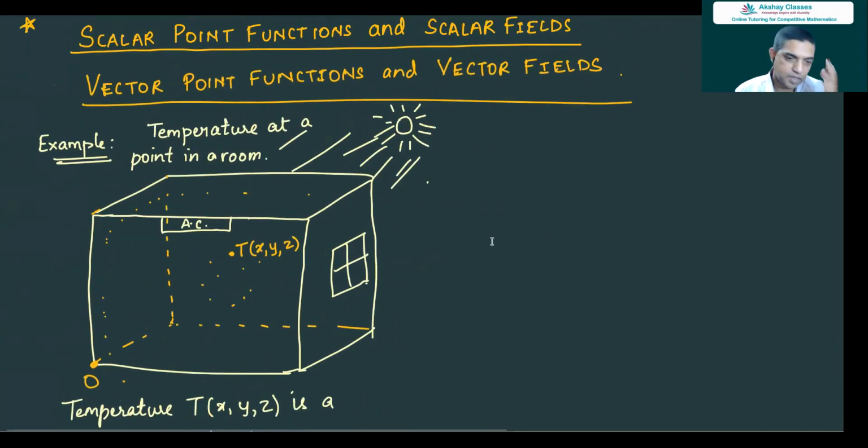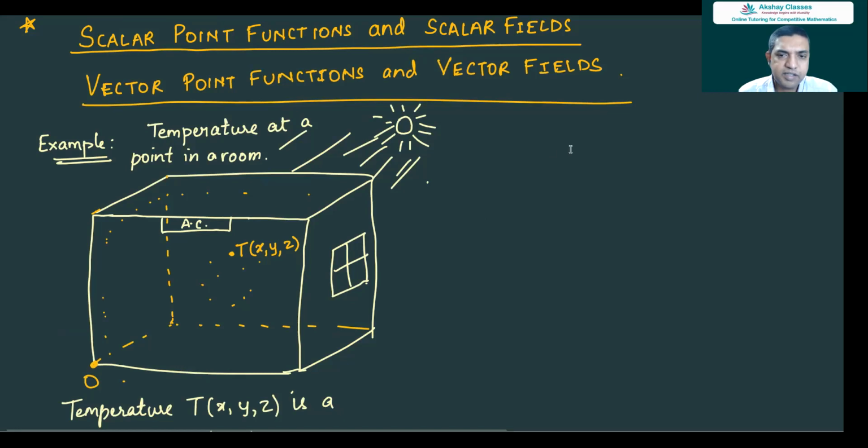So yesterday we introduced this concept of scalar point functions. A function is defined in terms of space coordinate x, y, z. So that is a scalar point function, and the function value spread over the entire space is called as the scalar field. Similarly, there is vector point function and vector field.